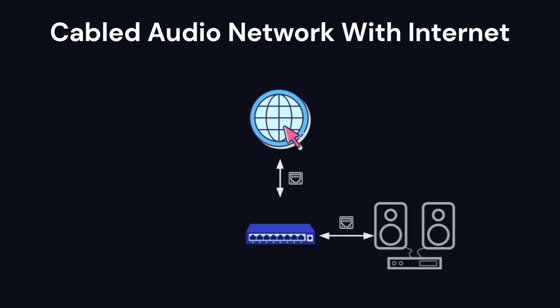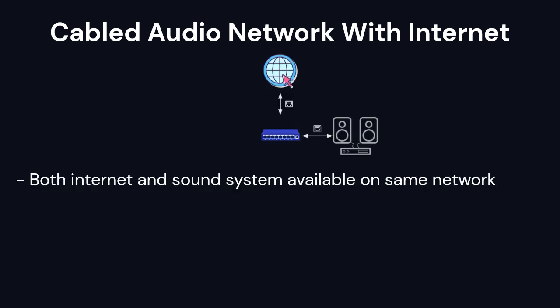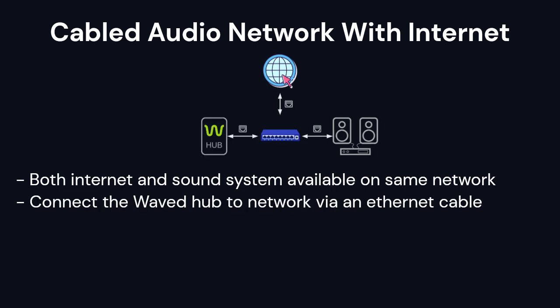The first configuration is when there is a cabled network available which is connected both to the internet and to the sound system. This is considered the easiest and best configuration for a Waved installation. By connecting the Waved hub to this network via an Ethernet cable, sufficient communication lines are available between the hub and both the internet and the sound system.